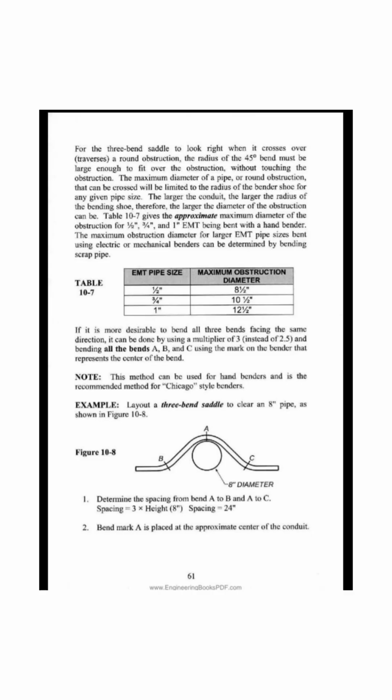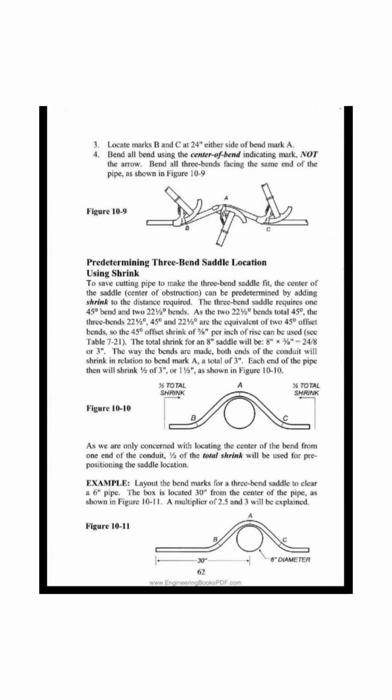Example: lay out a 3-bend saddle to clear an 8 inch pipe, as shown in figure 10-8. 1. Determine the spacing from bend A to B and A to C. Spacing equals 3 times height, 8 inches. Spacing equals 24. 2. Bend mark A is placed at the approximate center of the conduit. 3. Locate marks B and C at 24 inches, either side of bend mark A. Bend all bends using the center of bend indicating mark, not the arrow. Bend all three bends facing the same end of the pipe, as shown in figure 10-9.